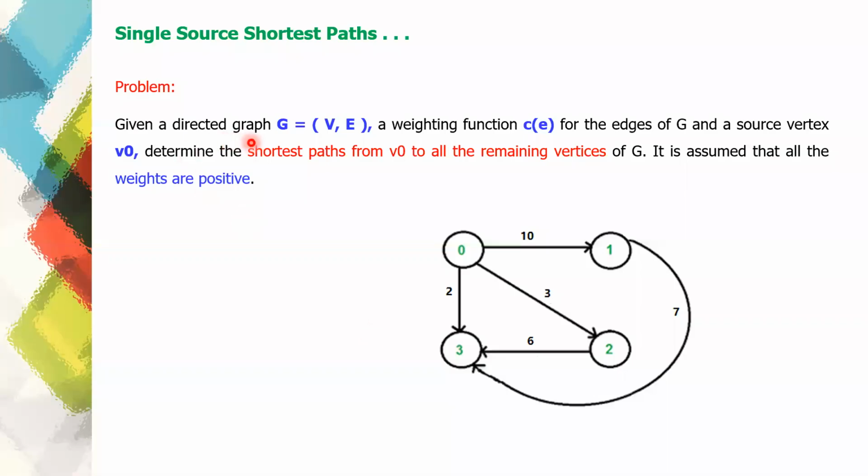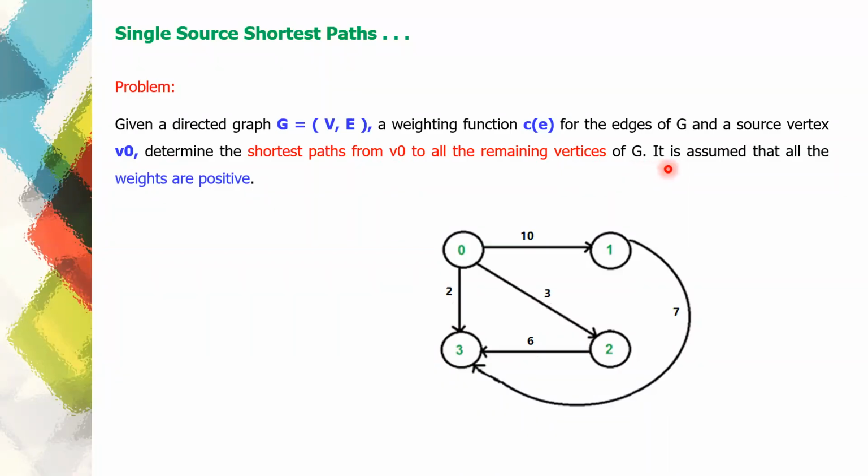So given a graph, this may be a directed graph or an undirected graph, and this graph contains a set of vertices V and a set of edges E, and also each edge will be weighted, that is each edge E will be associated with a cost, and among all the vertices, one vertex V0 will be treated as a source vertex, and the problem is to determine the shortest paths from the source vertex to all the remaining vertices in the graph.